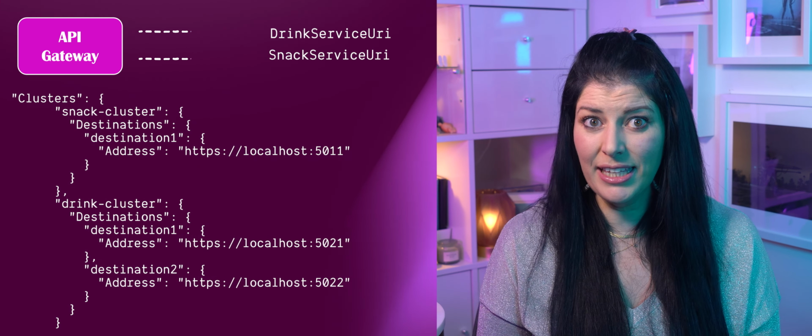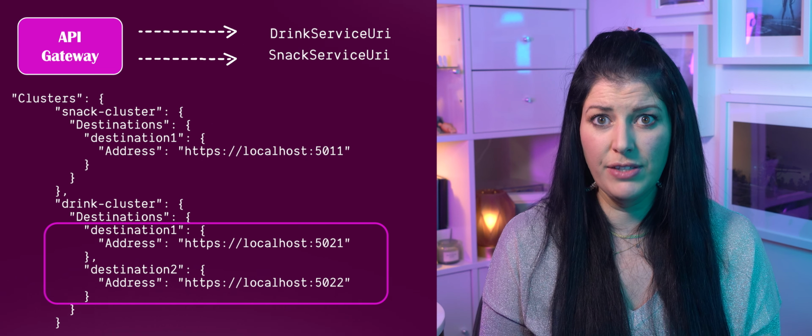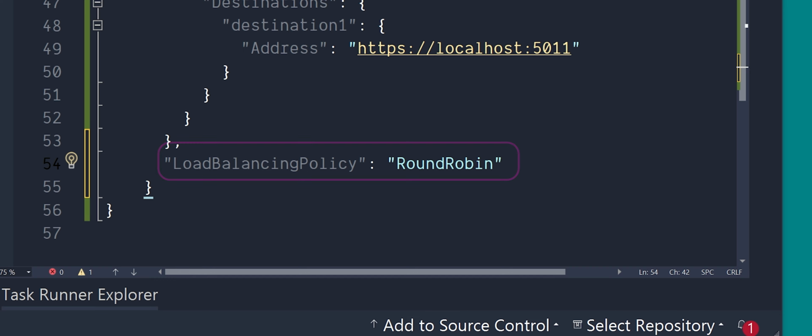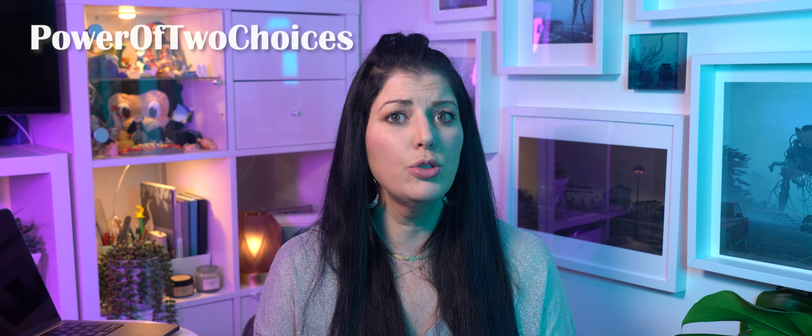You can see here that I have 2 instances of the drink service available and I define both URIs. This is because YARP will load balance for you. In other words, it will route traffic to multiple instances of the same service based on your configuration. So here you can see I have told it to round robin its load balancing, but if I didn't define it, YARP would default to power of 2 choices, which means it selects 2 services at random and then directs traffic to the least busy service of the 2.